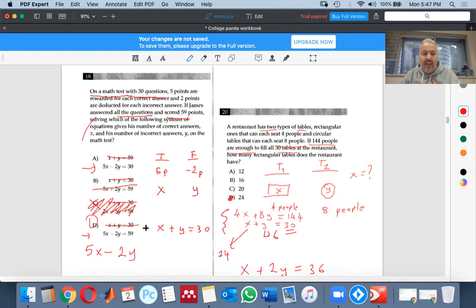D, because it equals 50. So the answer is directly D. But by the way, let's check. He or she got 59 points. So right answers, wrong answers, 59. So the answer is D.